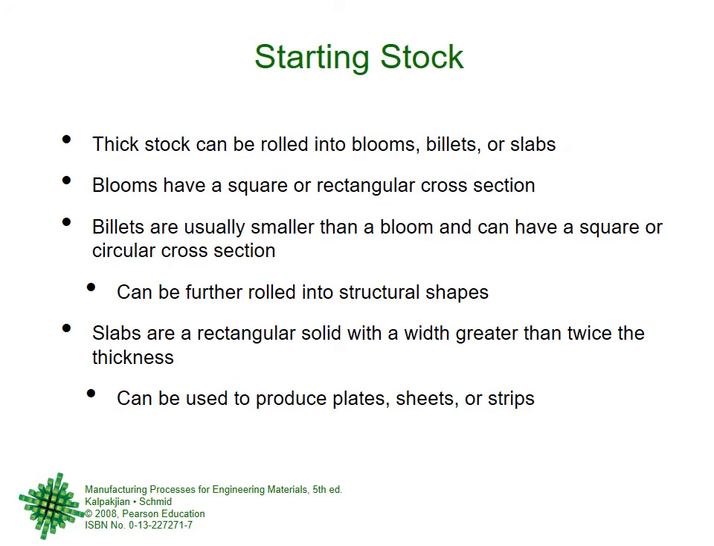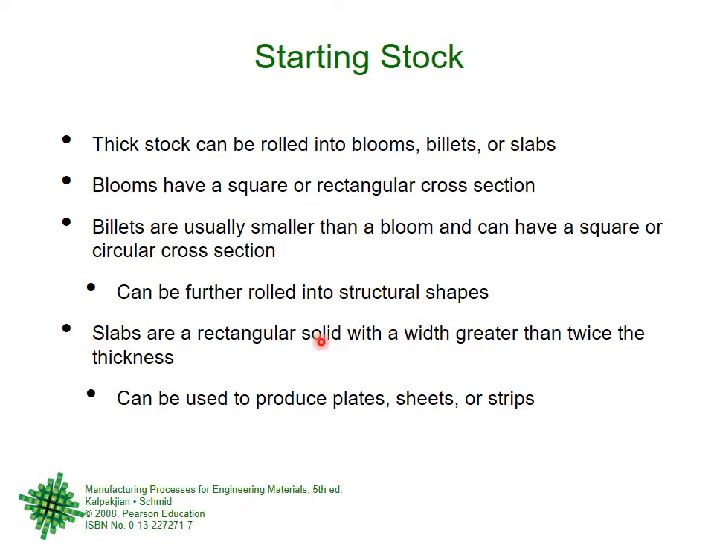The starting stock, the original material, is called stock, right? So a thick stock can be rolled into blooms, billets or slabs. Blooms have a square or rectangular cross section. It is a technical name. Billets are usually smaller than a bloom and can have a square or circular cross section, and then they can be further rolled into structural shapes.